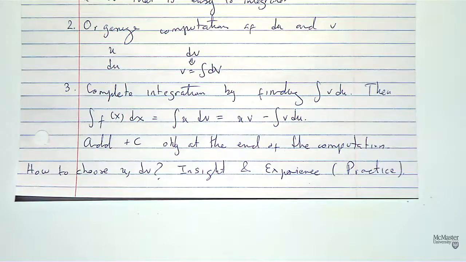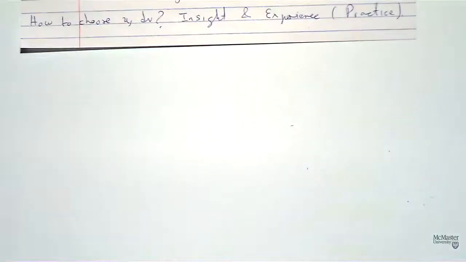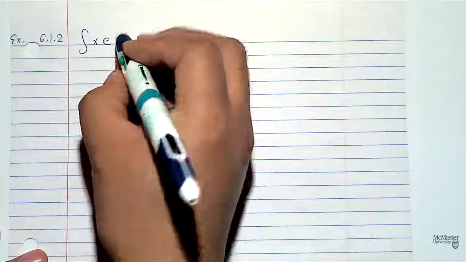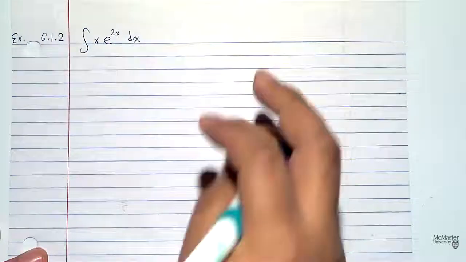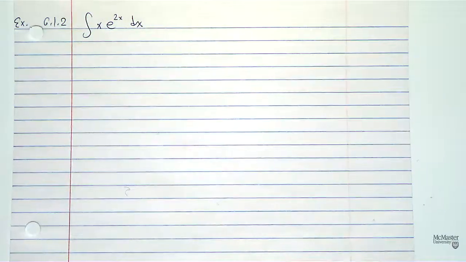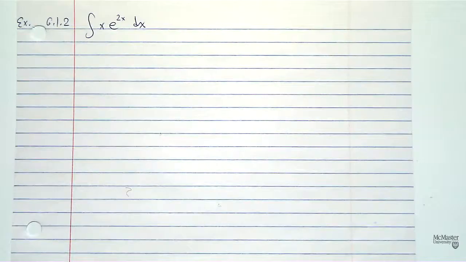And after this, we will perform an exercise. We will choose exercise 6.1.2, which is the indefinite integral of x e to the 2x dx. Now, perhaps I will motivate a little bit. What would you choose as u and db in this case?